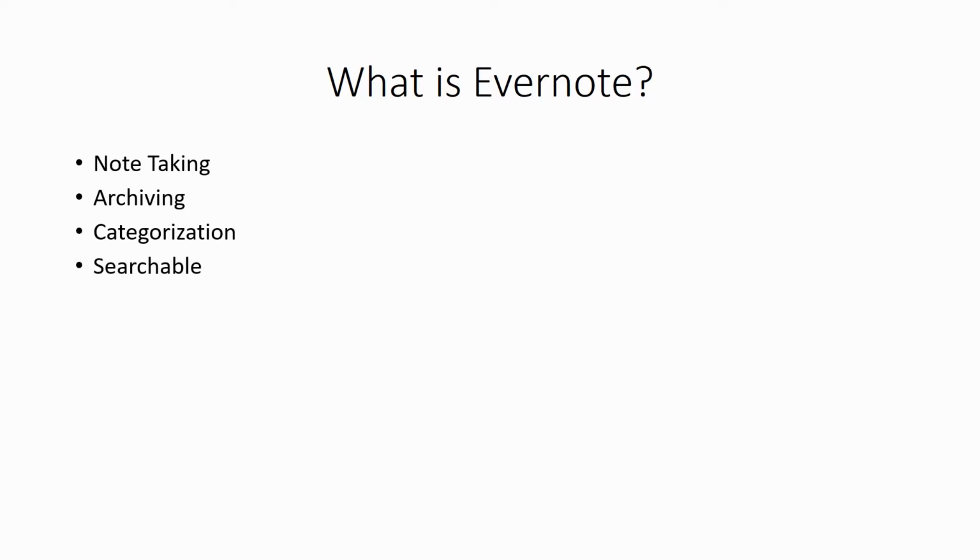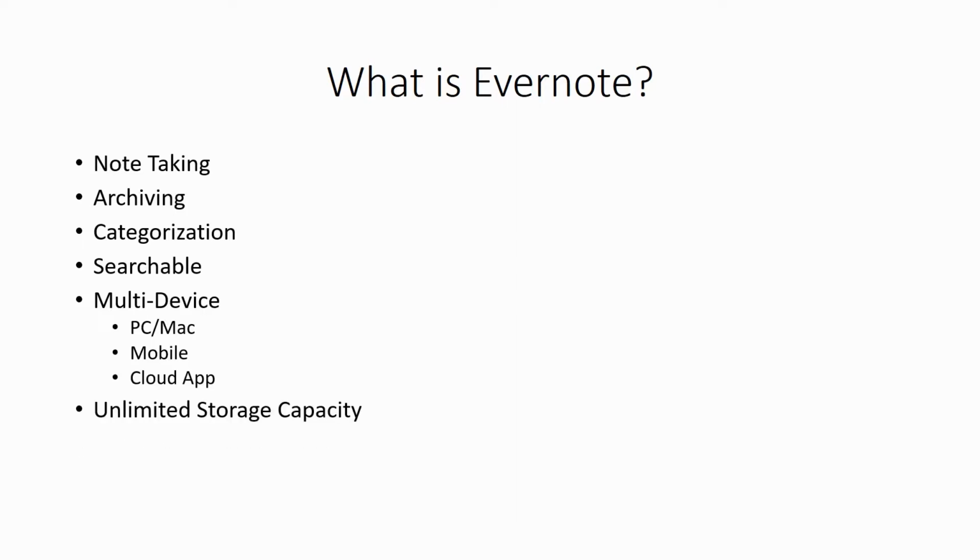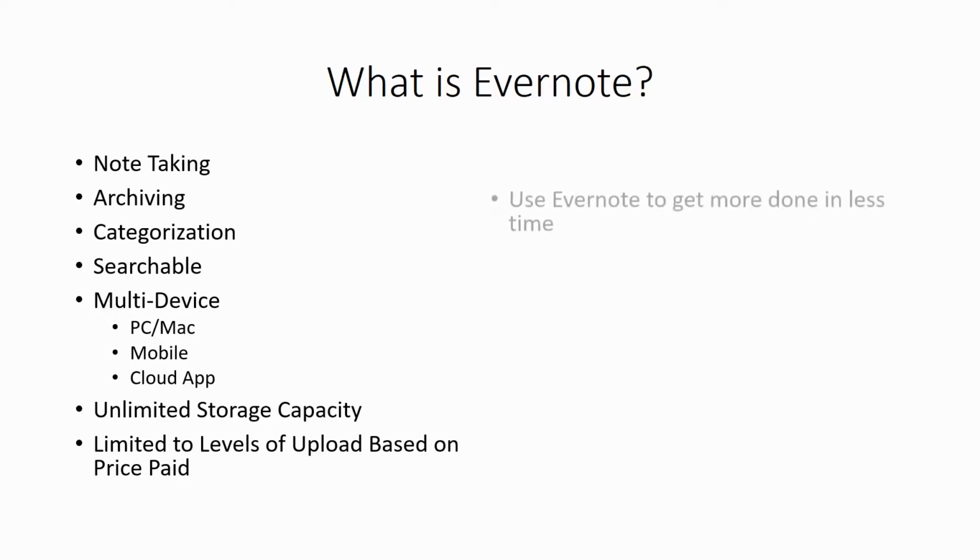That means then that your content will be searchable according to the system that you set up when you put your documents in order. Evernote can be used on multiple devices. So it's actually an application that'll work on your personal computer or your Mac. It'll also work on your mobile device, and it will also work as a cloud application from your browser. Evernote provides its users unlimited storage capacity. The limitations are done by uploading. So depending on how much you pay, that's how much you can upload on a regular basis.